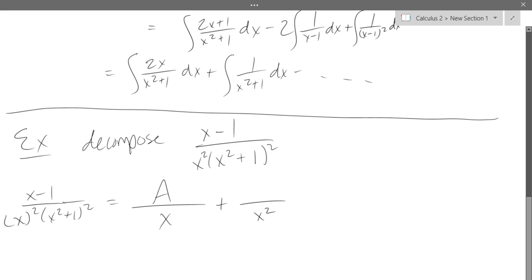Now this is a little bit tricky. This is actually a degree 1 irreducible. So I don't need a Bx plus C. I just need a B on the top. Now I'm on to the x squared plus 1. What generic polynomial should I put on top of this x squared plus 1? What degree do I need? Degree 1. So we're going to go with Cx plus D.